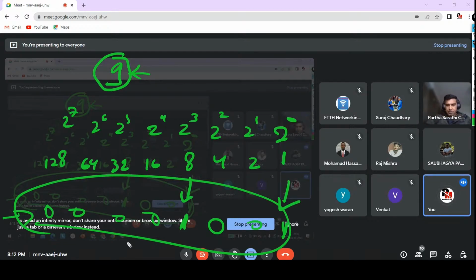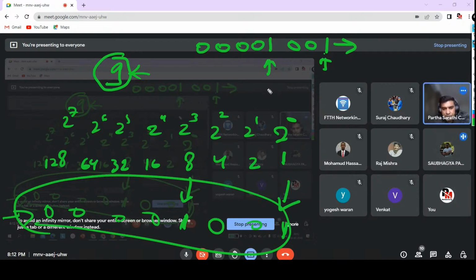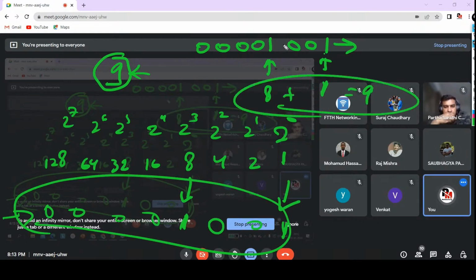Okay, and suppose this one is a binary number, 00001001, and now you need to convert it into decimal. See here, this one is 2 to the power 0 and this one is 2 to the power 3. First 1, 2, 4, 8. That means that will be 9. Right? This is how you can convert binary into decimal. These are very basic things.